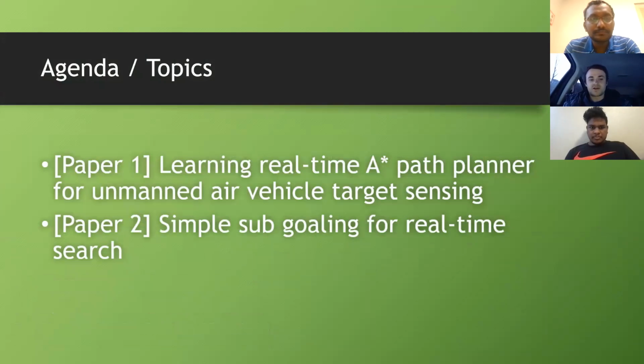So for the agenda, we have the first research paper, which is Learning Real-Time A-Star Path Planner for Unmanned Air Vehicle Targeting Sensing. And for paper two, we will be discussing the simple sub-goaling for real-time search.